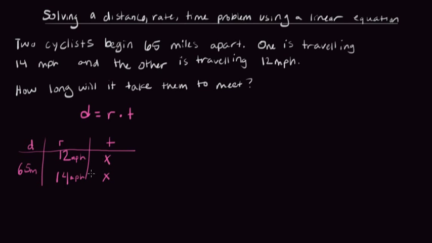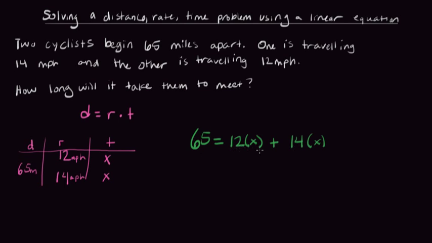So we can use this information to create an equation where we say the total distance is 65, and we know that we've got one cyclist who's going 12 times x, right? Rate times time for this person is 12 times x, and then rate times time for this other person is 14 times x. And we can just add these together because they're both riding the distance toward the middle. So together, when you add up their distances that they ride, together they're going to be 65 miles.